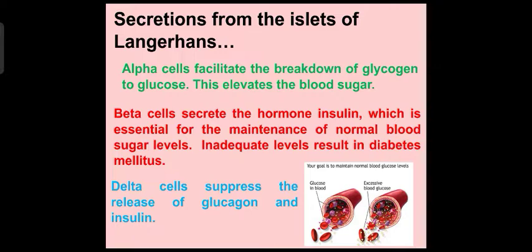Third is delta cells. These secrete the hormone somatostatin, which is a growth hormone inhibiting hormone, GHIH. It inhibits the secretion of both glucagon and insulin. Delta cells suppress the release of glucagon and insulin.